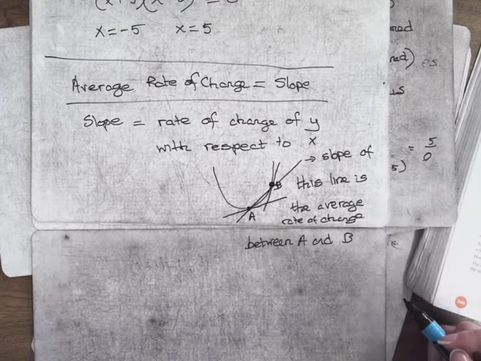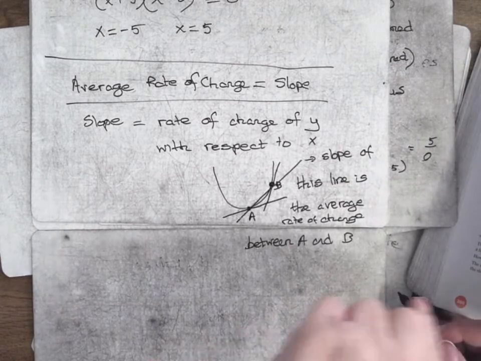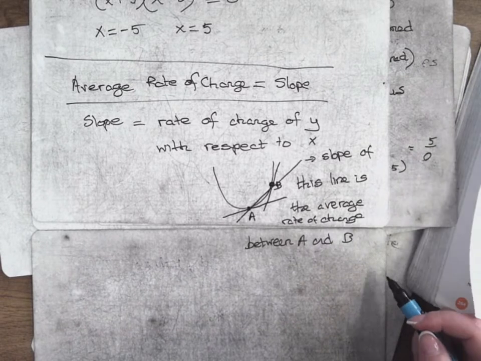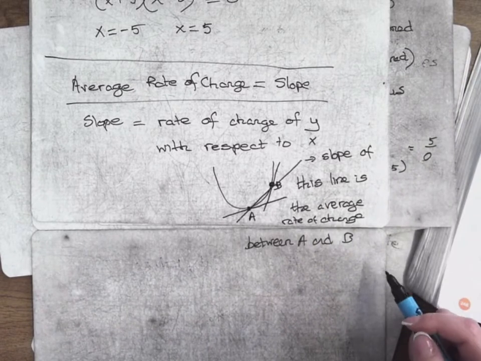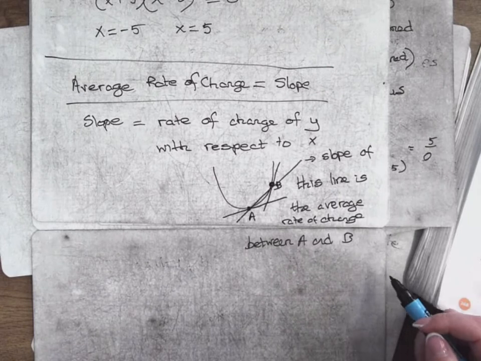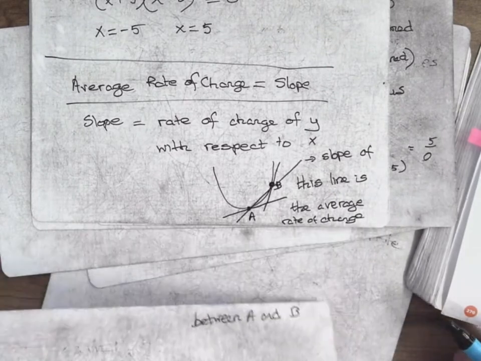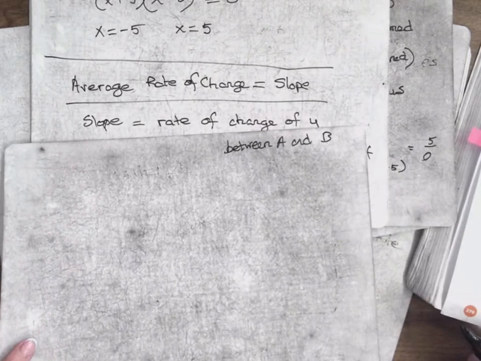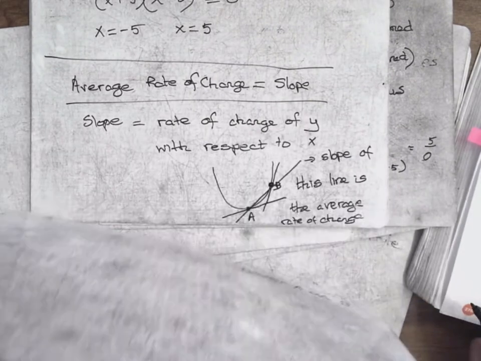So what I need to do is actually draw a graph and put some points in here. So if I have, I might go, can I take this away? Is that okay if I take it away?